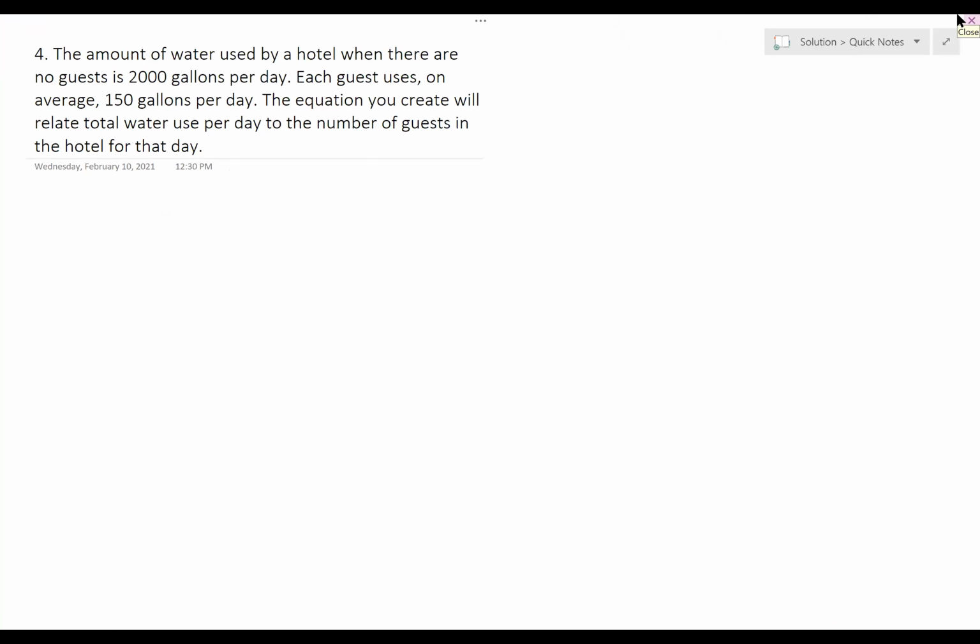Yes, perfect, right? So give me what will be the variable we are using? What is x here? Oh, is it the number of guests? Yes, very good. Number of guests. Perfect. What variable are you using for the total water used? Y would be the total use. Okay, that's fine. Y will be the total amount of water used. Very good.